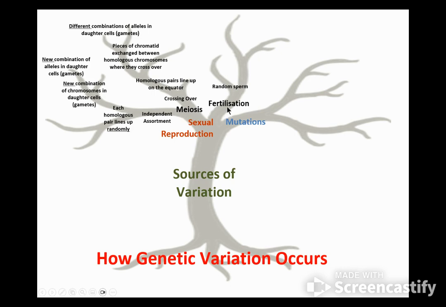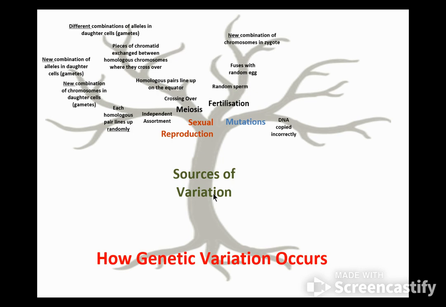Now with the fertilization, it's going to be a random sperm fusing with a random egg, and so you're always going to get a new combination of the chromosomes in the zygote. So each zygote will have a unique genetic material that no other one will have, unless, of course, it's an identical twin.